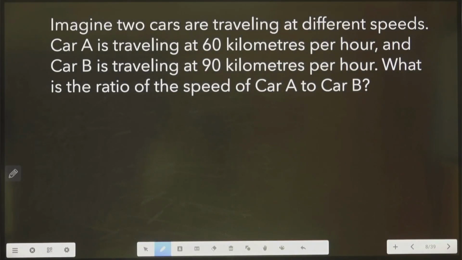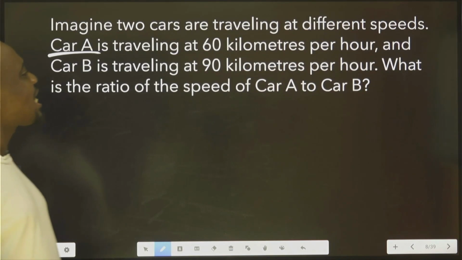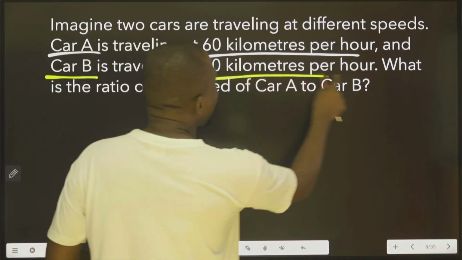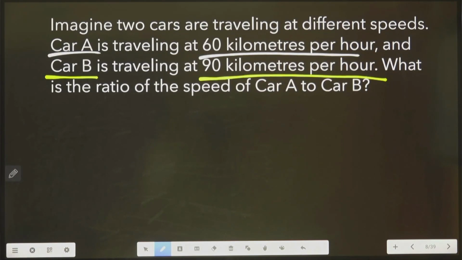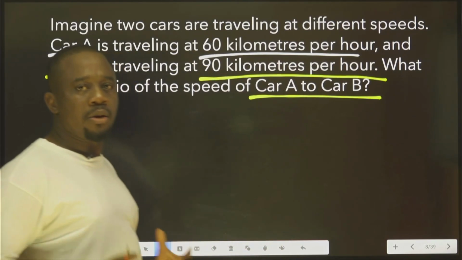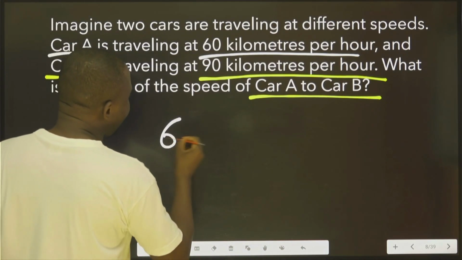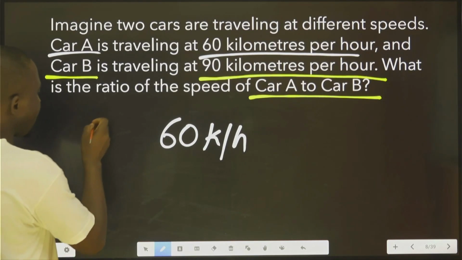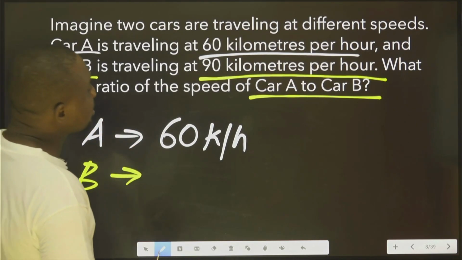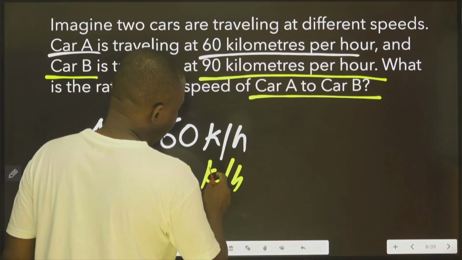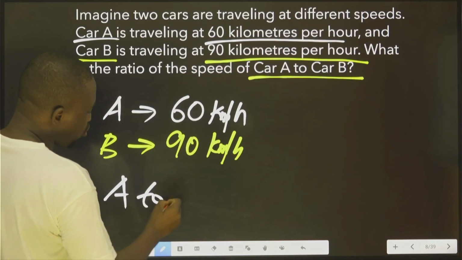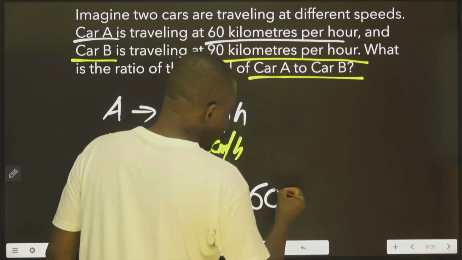Okay? Imagine 2 cars are traveling at different speeds. Car A is traveling at 60 kilometers per hour, and car B is traveling at 90 kilometers per hour. What is the ratio of the speed of A to B? Okay? The speed of A is 60 kilometers per hour. This is A, but for B is what? 90 kilometers per hour. So the ratio of car A to B is simply 60:90.